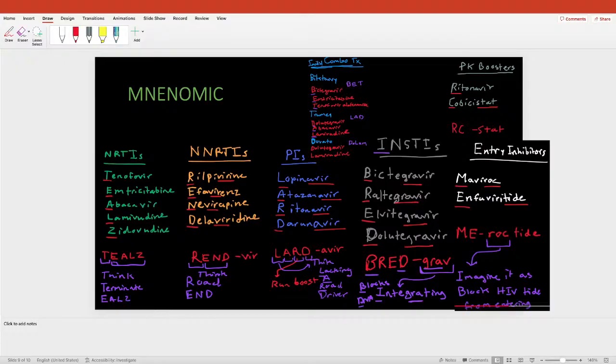You can see here NRTIs, I used each letter from the first name, kind of like thinking terminate, and then NNRTIs like road's ending.